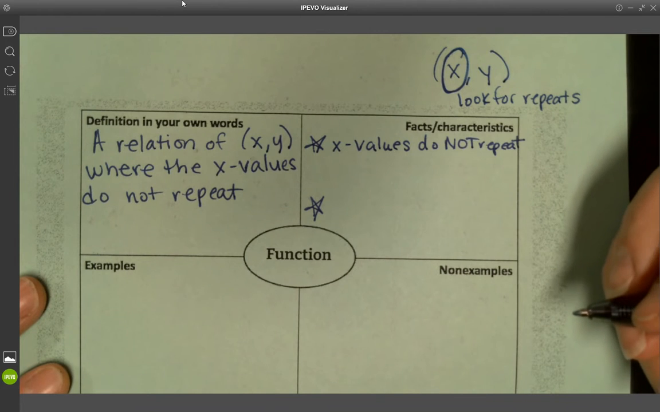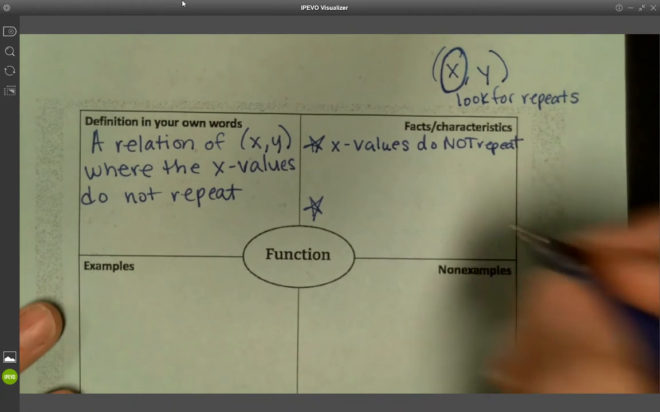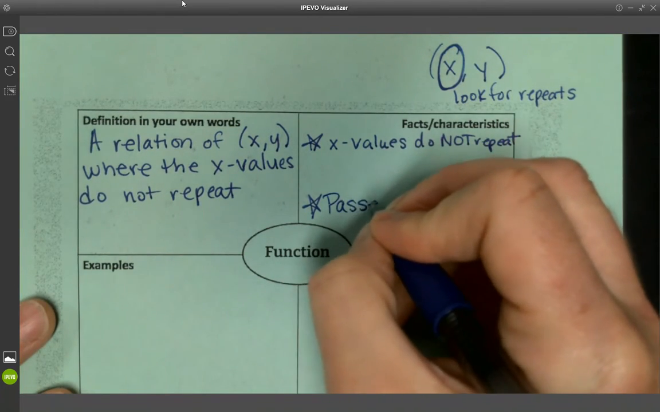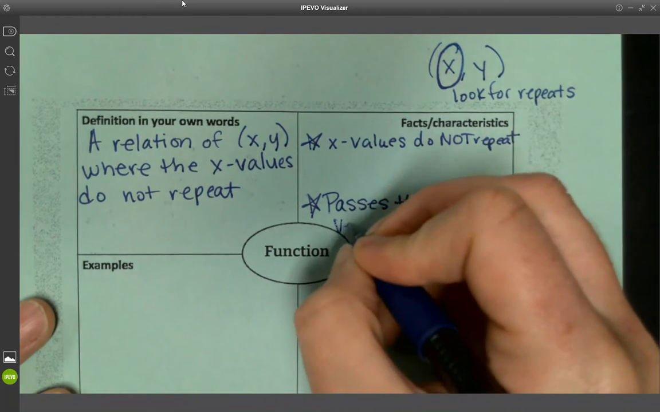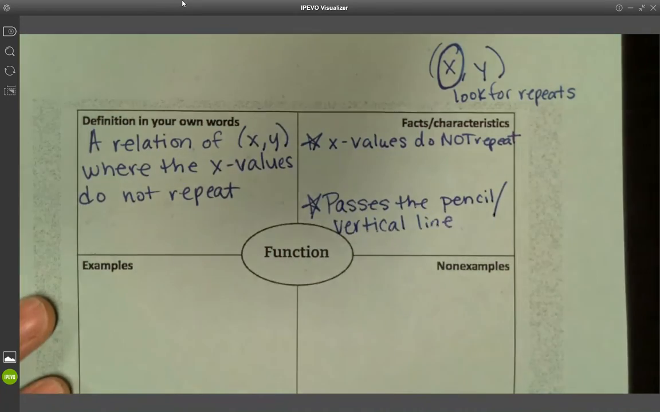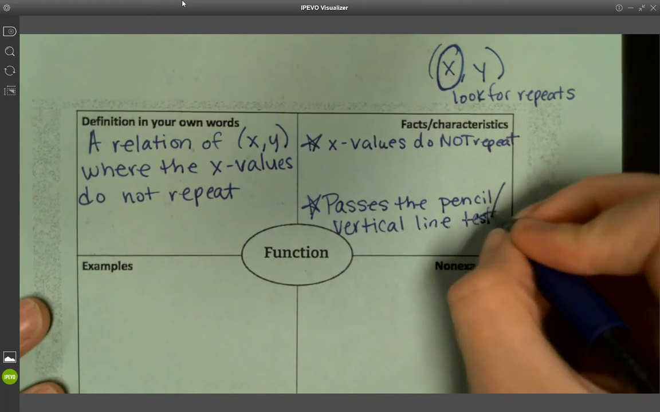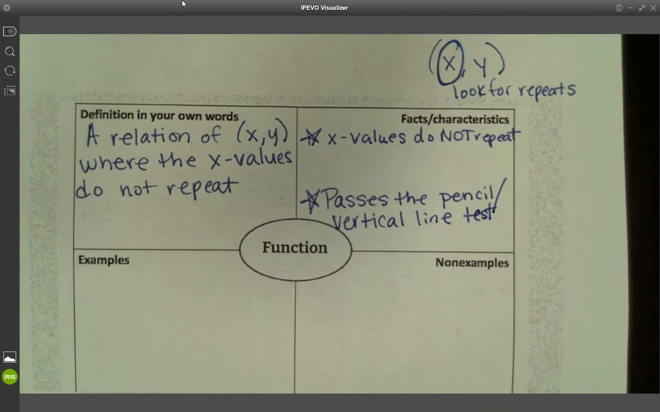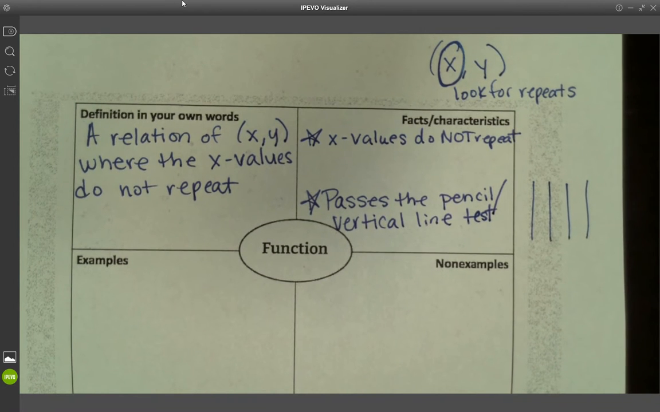Okay, the other way of checking, usually with a graph, you do that vertical line test or the pencil test. Do you remember that? Okay. So passes the, I'm going to put pencil / vertical line test. If it passes the vertical line test, meaning you're going to draw vertical lines on the function and make sure that it only crosses one time. If it crosses more than once, it's not a function.